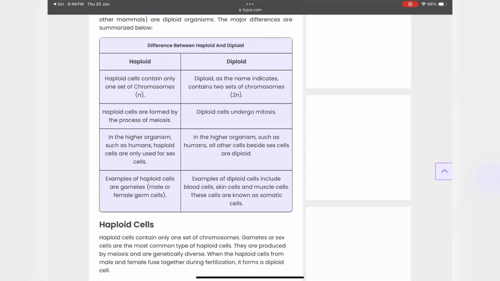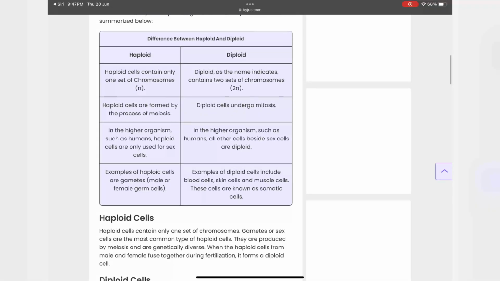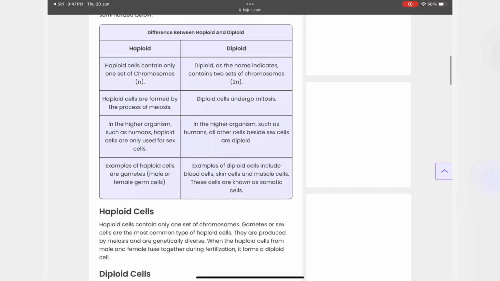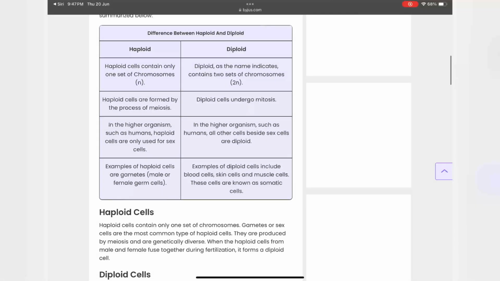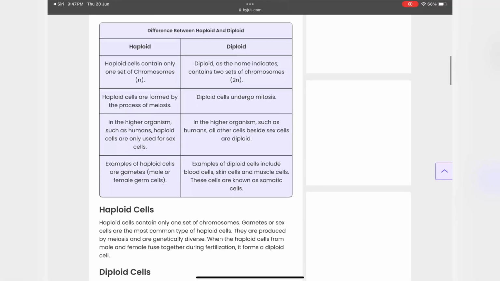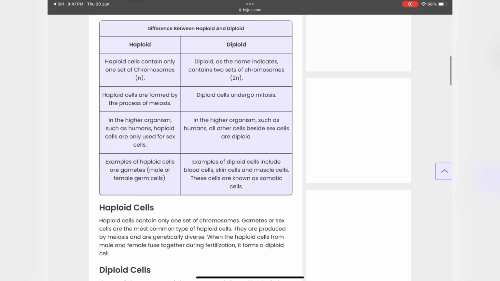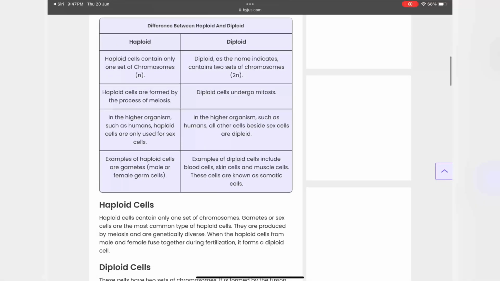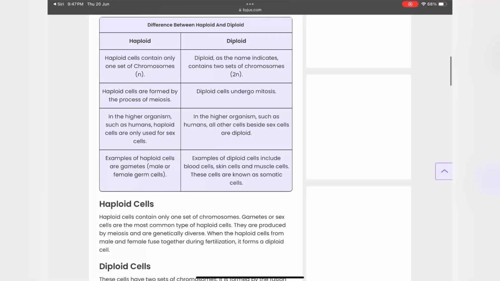Haploid. Diploid. Haploid cells contain only one set of chromosomes, N. Diploid, as the name indicates, contains two sets of chromosomes, 2N. Haploid cells are formed by the process of meiosis. Diploid cells undergo mitosis. In higher organisms such as humans, haploid cells are only used for sex cells. In higher organisms such as humans, all other cells besides sex cells are diploid.